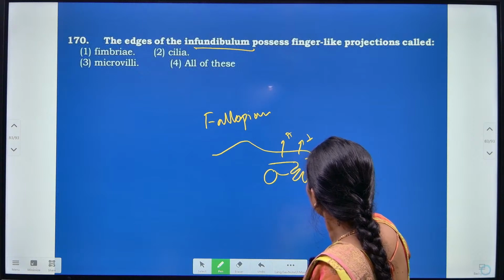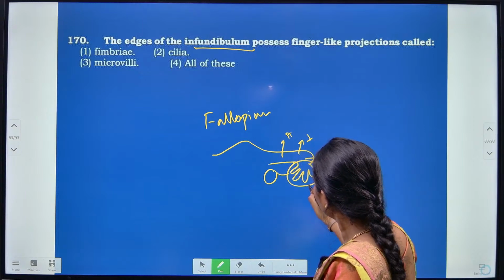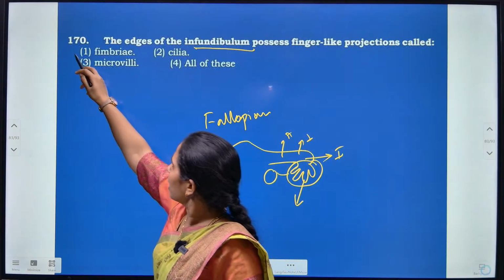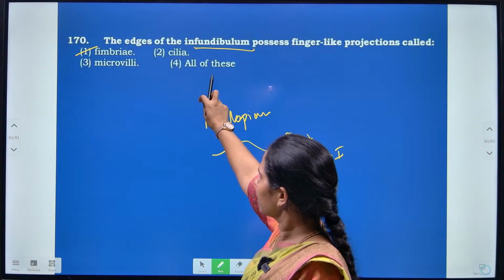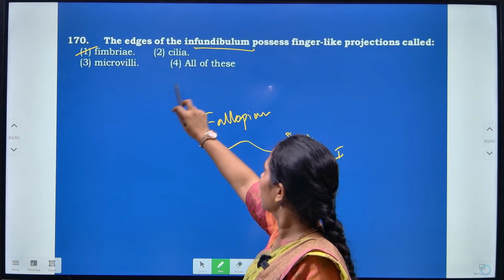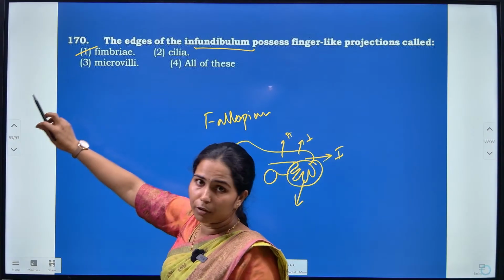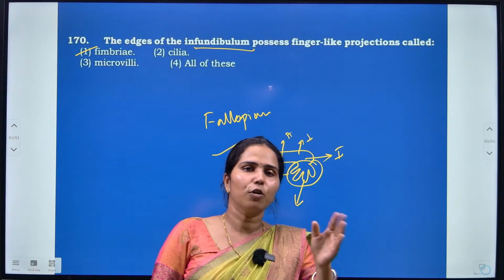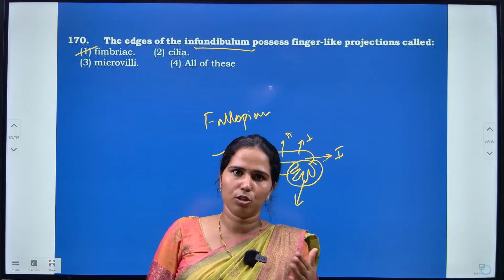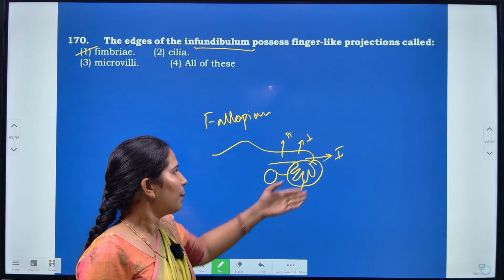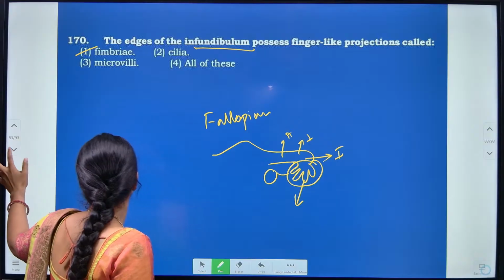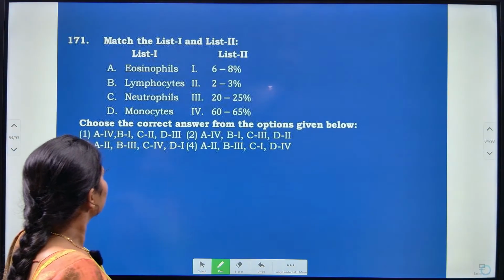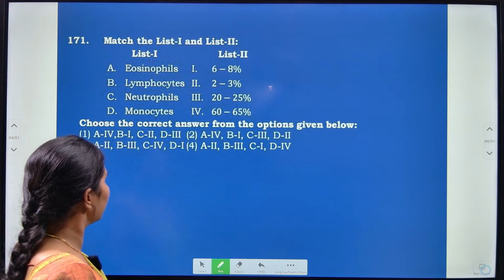So the edges of the infundibulum bear what? They bear the finger-like projections, and those projections are called fimbriae here. They are not called cilia, they are not called microvilli or any of this. So they are the fimbriae present in the female reproductive system, which facilitate the movement of the gamete, that is the ova, towards the upper part of the fallopian tube. Yes. Next question.